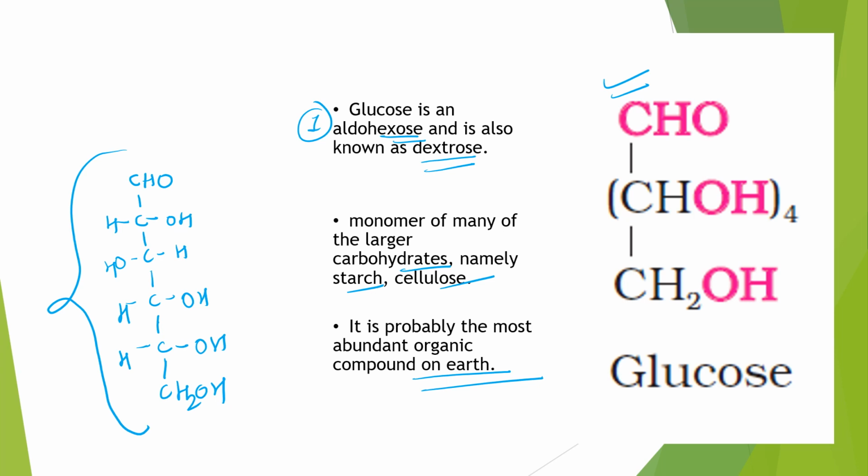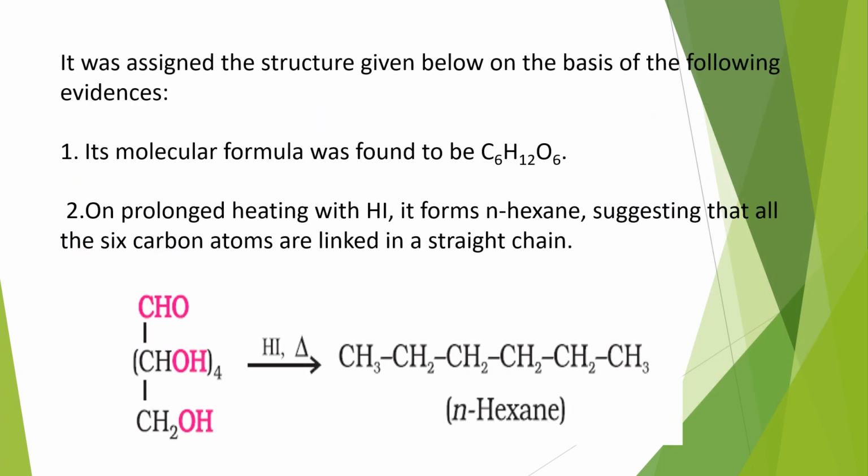Okay. Now we will study the evidences which are required to prove that the glucose molecule has the following characteristics. First thing is that its molecular formula is C6H12O6. Second is, if glucose molecule is heated with HI, that is hydrogen iodide, it leads to the formation of n-hexane. n-hexane means n is for normal chain, that is simple chain. There is no branching in the structure. So this reaction suggests that the 6 carbon atoms are linked in a straight chain.